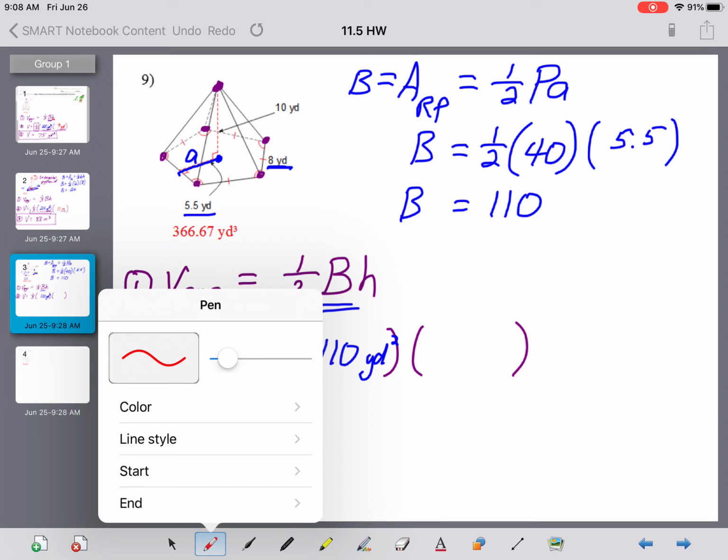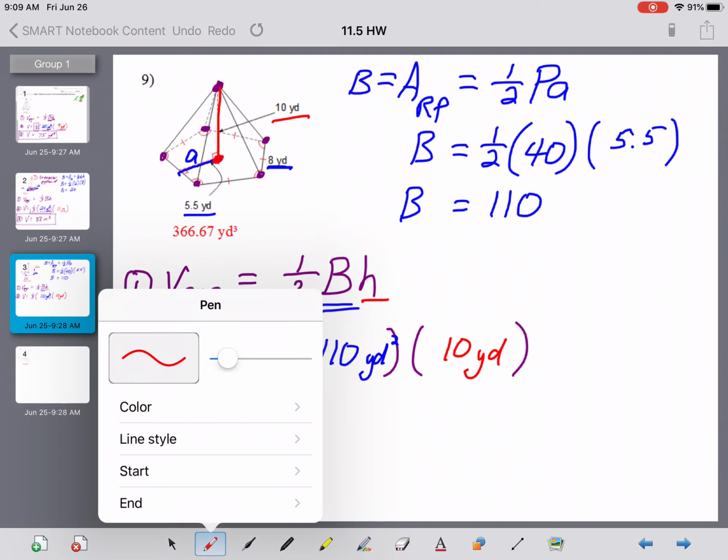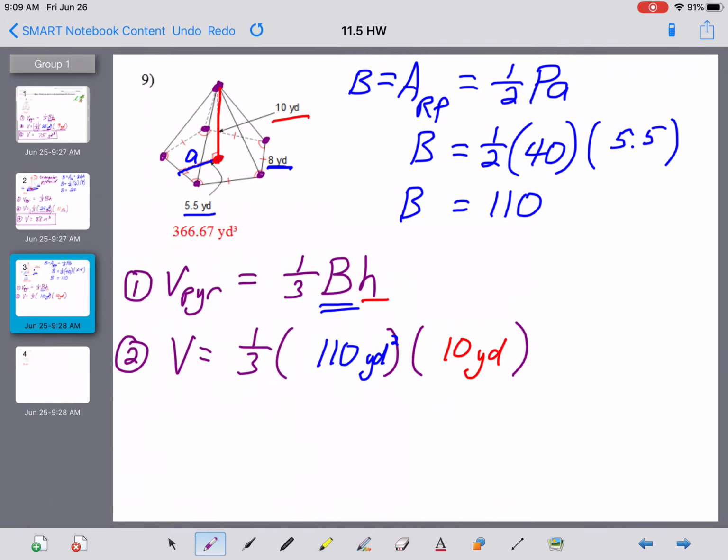Okay, switching to red, height, again, is a segment that goes from the peak of the pyramid straight down to the center of the base, and that's 10 yards. Now, we did not get as lucky in this problem as we did in the previous two. Neither the 110 nor the 10 is evenly divisible by 3, and that means, everybody, that we're going to end up with a decimal for this answer.